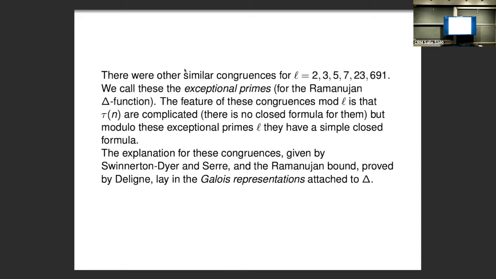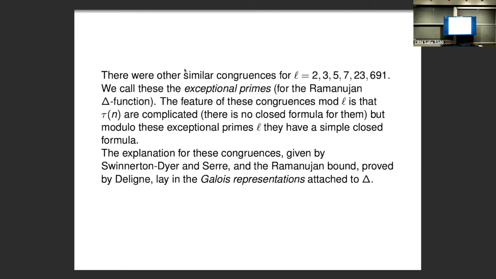So for L equal to these, how many? 1, 2, 3, 6 primes: 2, 3, 5, 7, 23, 691. Following Ramanujan, people observed congruences for tau n mod L for these 6 primes, 2, 3, 5, 7, 23, 691, and these are called exceptional primes in this setting.